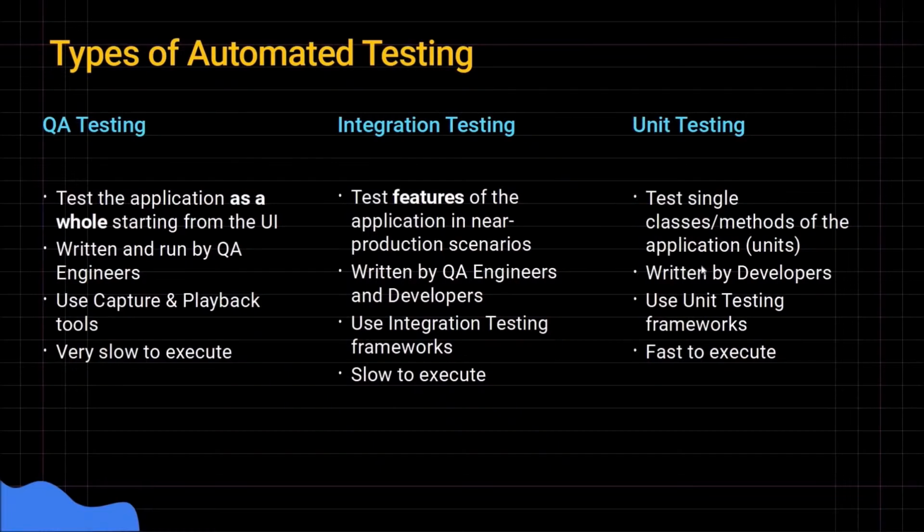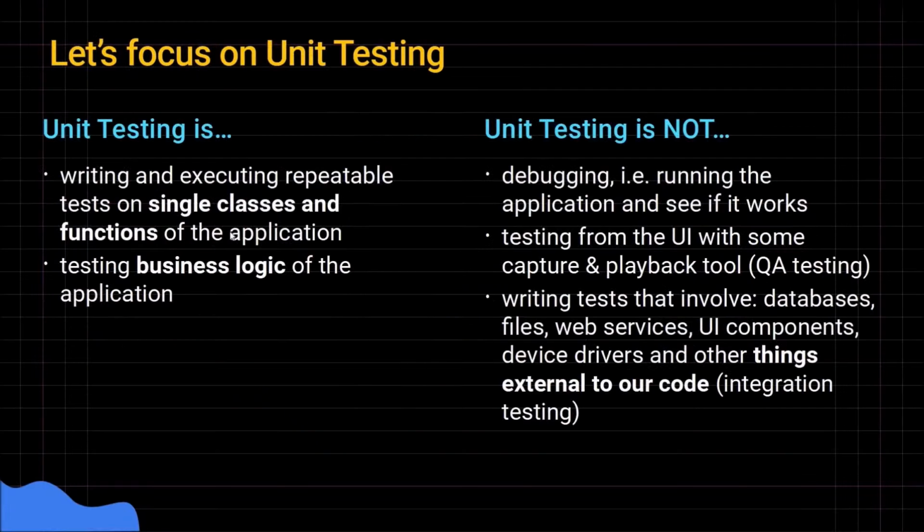Unit testing is the most atomic type of testing, as it focuses on single classes and methods of the code. It is written entirely by developers, using specific tools, and it is very quick to execute since it focuses only on business logic. Now let's focus on unit testing.